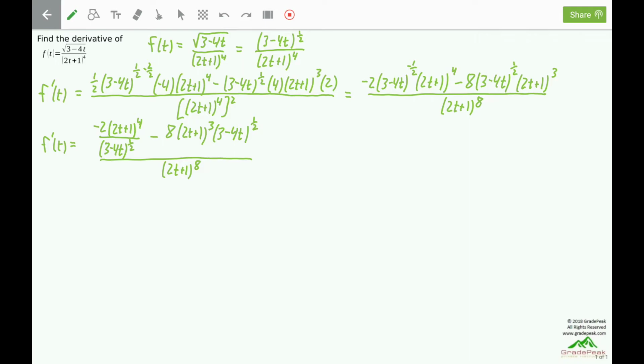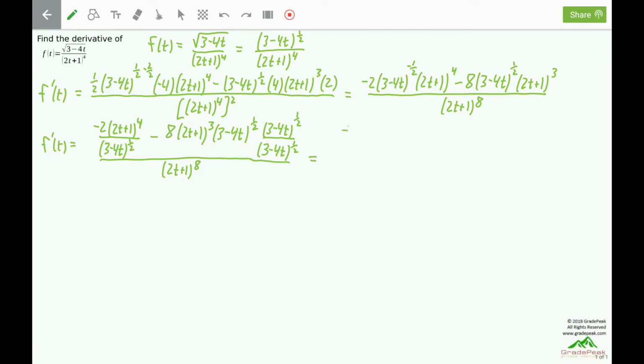Now the reason I wrote the 3 minus 4t to the 1/2 second is I now have a fraction in the numerator, and I'm going to need to get a common denominator between this term and this term. Well, that second term doesn't have a denominator yet, but I can multiply it by 3 minus 4t to the 1/2 over a 3 minus 4t to the 1/2 to get the common denominator. And they can now combine together over that common denominator.